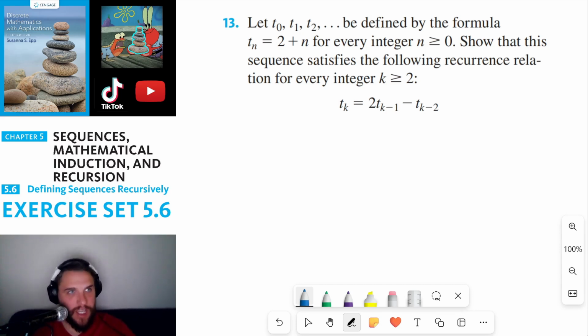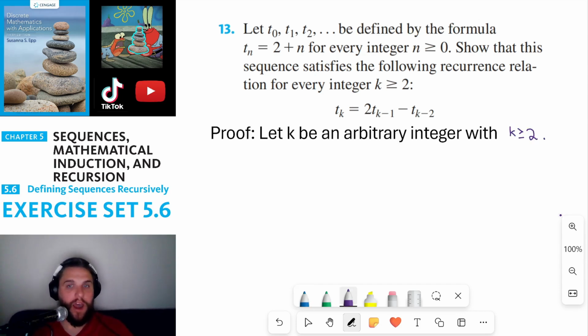Now, we don't need to use mathematical induction here because we don't need to use P of k to prove P of k plus 1. In this instance, we can simply prove P of k is true for all k greater than or equal to 2. And we'll do this directly.